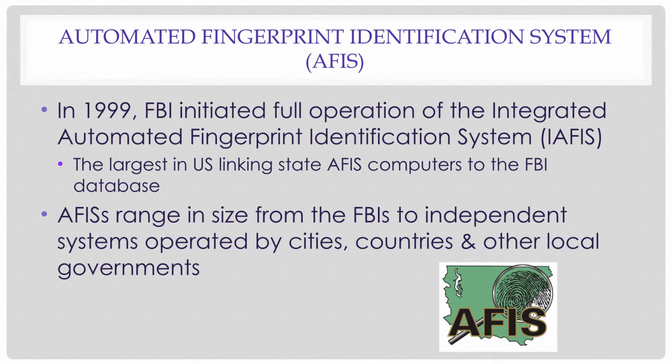Different AFIS databases range in size from the FBI's, the largest in the U.S., to independent systems which are operated by cities, countries, and other local governments. However, because of the differences in the software configuration, only local databases can see their own AFIS system, so they can't link between states. So this is a barrier that needs to be confronted.